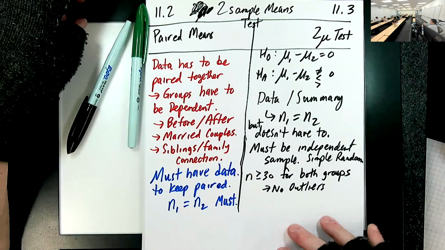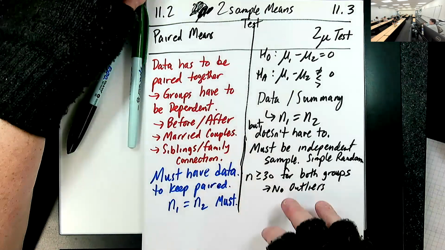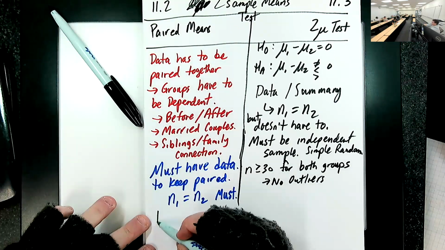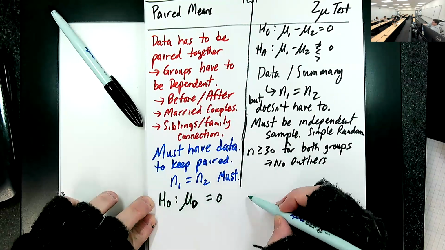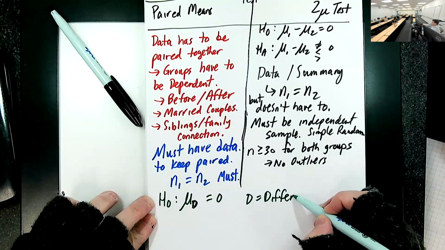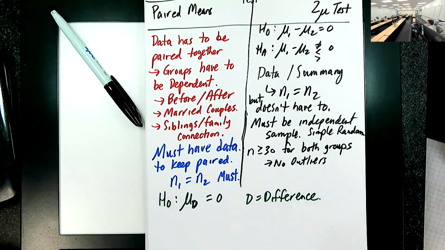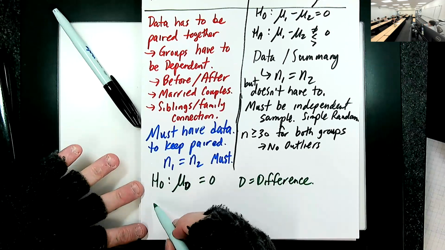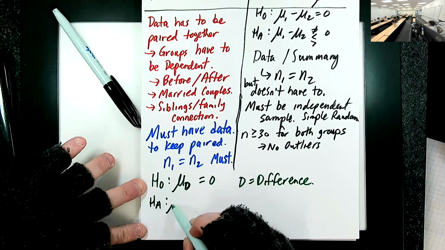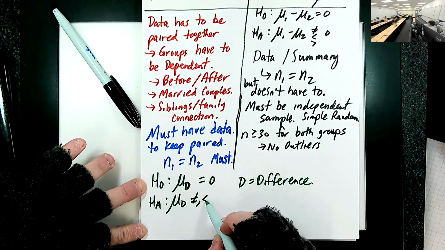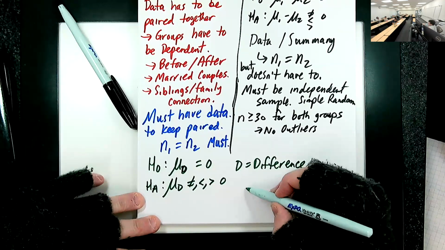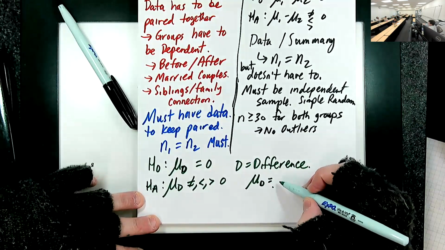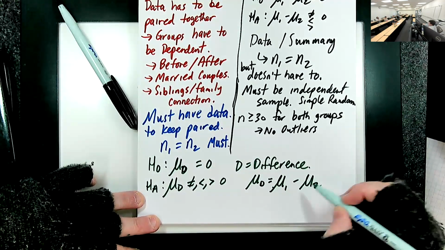They will write mu d over here. H naught is mu d equals 0. D is for difference. It's the difference in the pairs. And then HA is mu d, obviously, not equals, less than, or greater than 0. You still need to identify mu d. Mu d is still mu group 1 minus group 2. So you still have to label them.